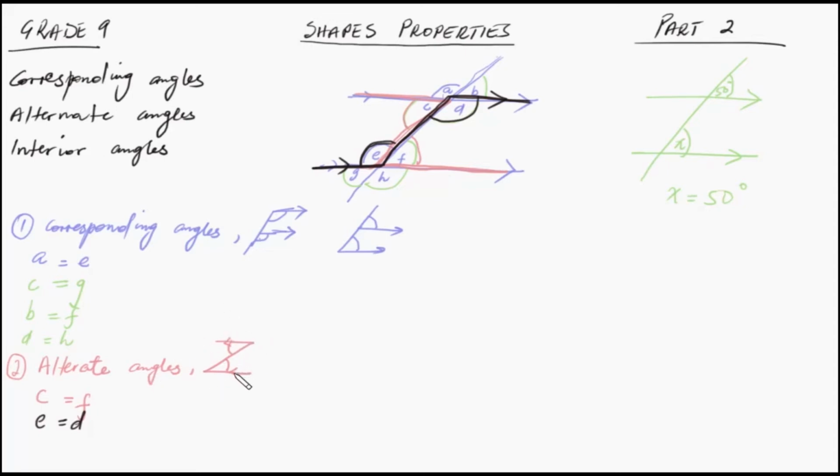Okay? Now that's the basis here. That's the essence. You need to understand this. They are as simple as that. As long as you can envision a Z shape, then you know that this angle and this angle are alternate angles, and alternate angles are equal. Therefore, if C and F are alternate angles, then C equals F. Then if D and E are alternate angles, then D equals E.